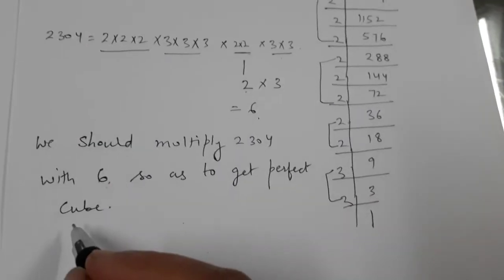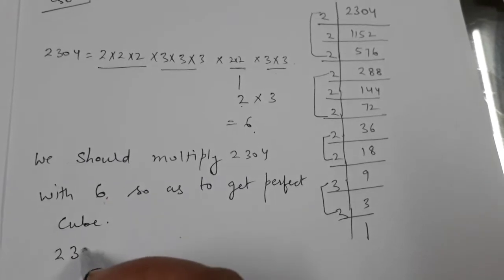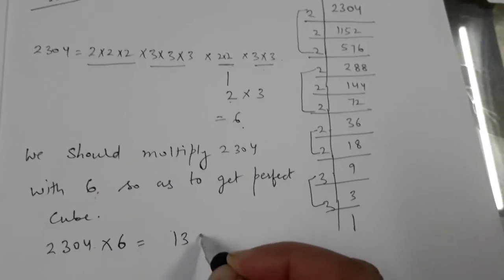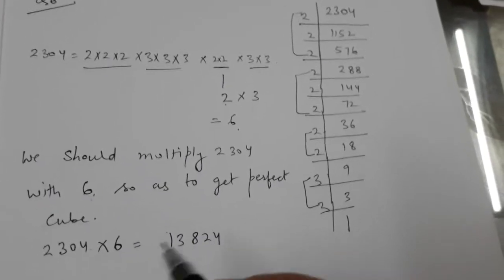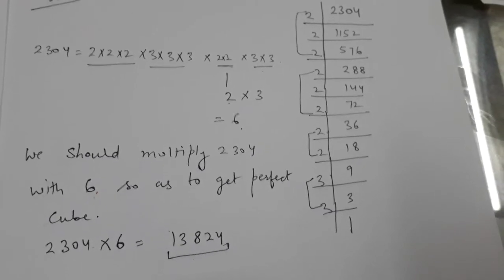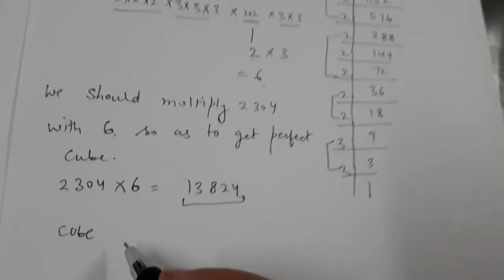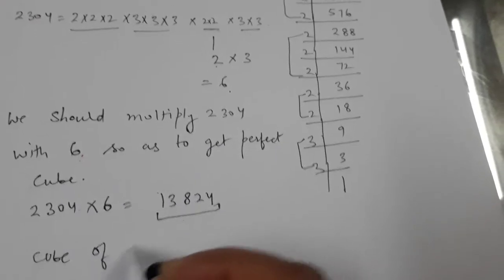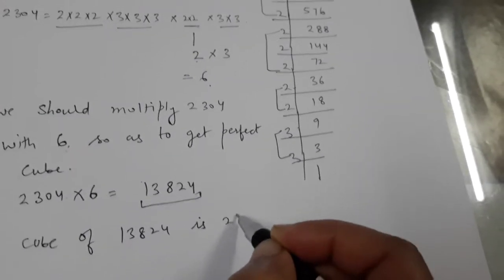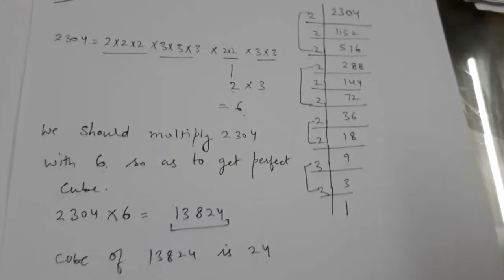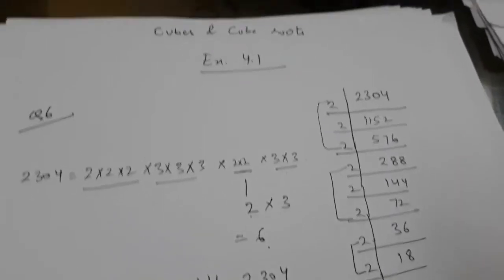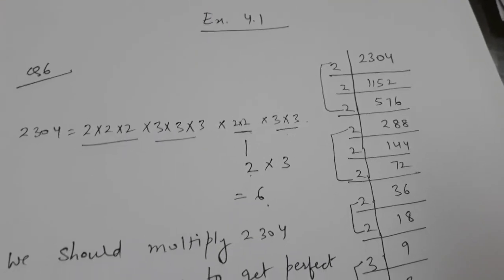Now let's check it out. 2304 multiplied by 6 gives 13,824. So it is a perfect cube, because the cube root of 13,824 is 24 itself. I hope the whole question is clear. That is question number 6 of exercise 4.1 in full.